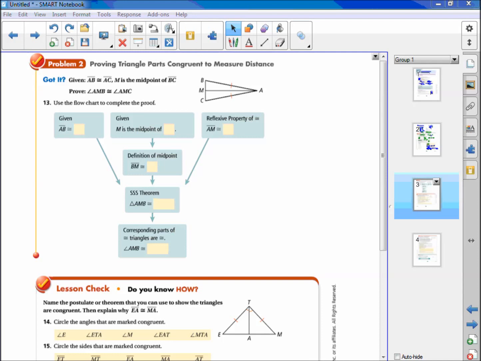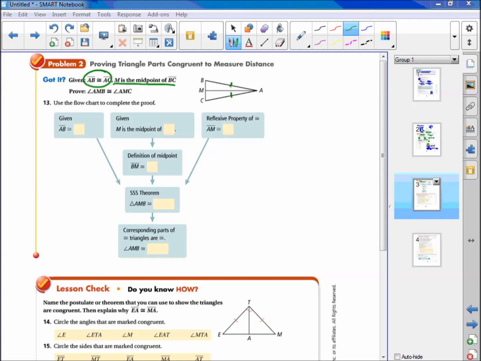Okay, on the top of our third page, we have another proof here. And we are given that AB is congruent to AC, and that M is the midpoint of BC. So they have marked AB and AC the same. And we're asked to prove that angle AMB, so this angle in here and this angle in here, are the same. So we don't know them yet, so let me unmark that. All right, use the flow chart to complete the proof.